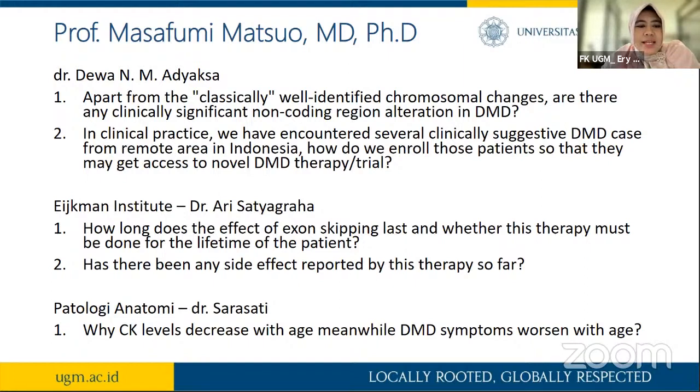And then you have second questions, Sensei, from Dr. Ari from Eijkman Institute. The first question is, how long does the effect of exon skipping last, and must this therapy be done for the lifetime of the patient, and has any side effect been reported for this therapy, Sensei? For the first question, it lasts at least 1 week, so every week a patient receives the ASO treatment. But in the future, maybe once a month treatment is enough, but time is needed to decide it. Currently, once a week treatment is being done. So every week, the patient must receive the treatment for his life. So it's a lifetime treatment then, Prof.